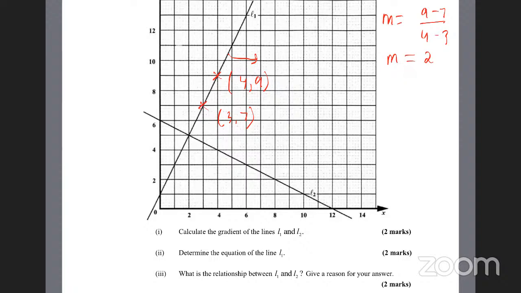I got the gradient to be 2. I got 2 for L1. It doesn't matter what point you use, right? It doesn't matter what point you use. Any point on the line will give the same answer. Getting it, Alicia?